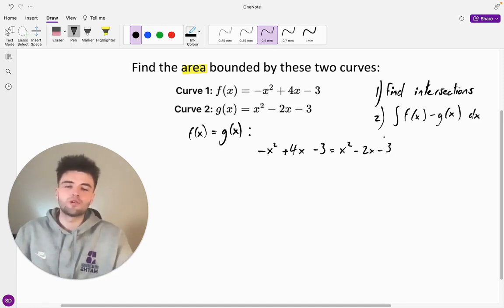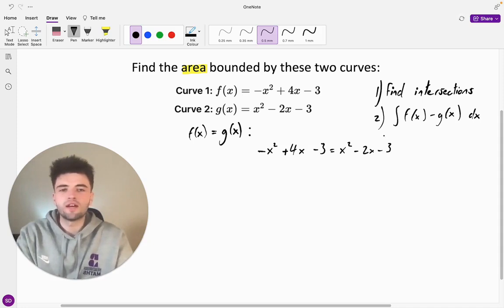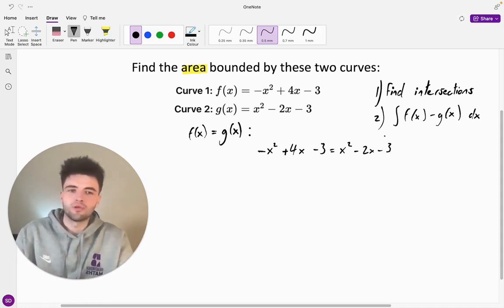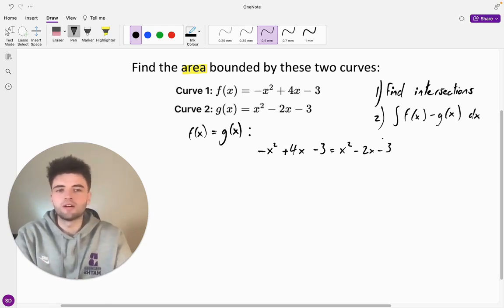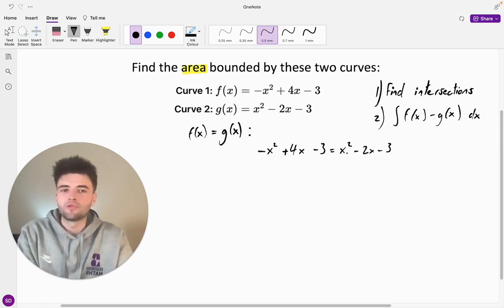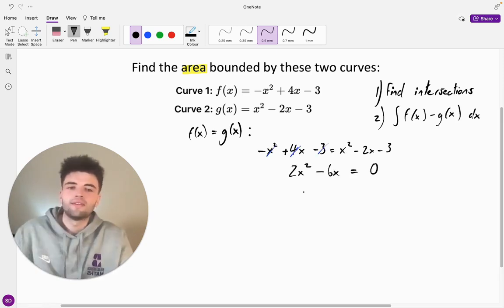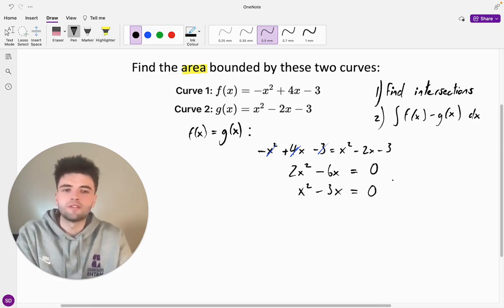Now we've got this equation set up, and what we're going to do is turn it into a traditional quadratic, where we have something x squared minus something x minus a constant equal to 0, and therefore we can find the roots. We're just going to tidy this up here now. Now we've got this expression, and we're going to divide it by 2, which gives us x squared minus 3x is equal to 0.